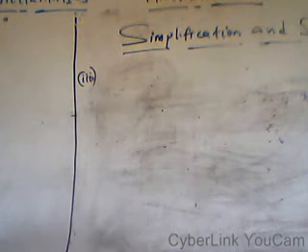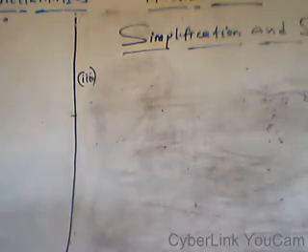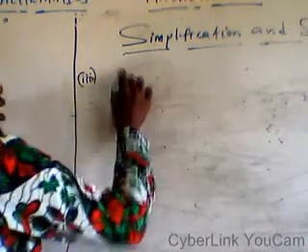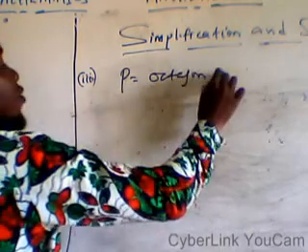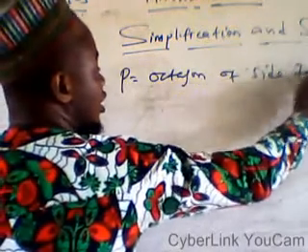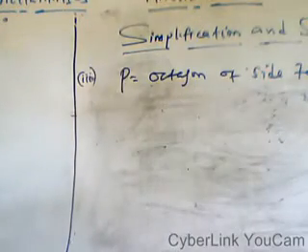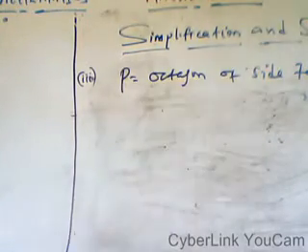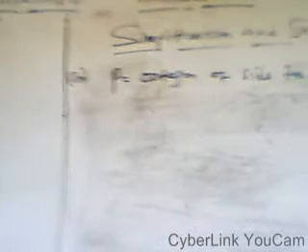We have to find the perimeter of a regular octagon with side 70 centimeters. When you say something is regular, it means all the sides are equal. That is the meaning of a regular octagon.